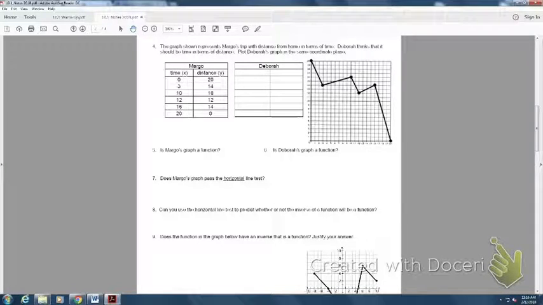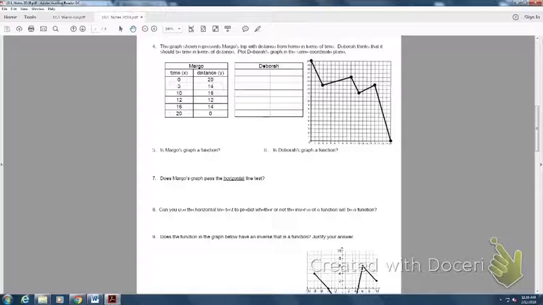While you're doing that, I'll kind of talk through the problem here. It says the graph shown represents Margot's trip with distance from home in terms of time. Deborah thinks that it should be times in terms of distance. So again, you've got two people who see a situation differently. In a lot of ways that's how you're going to get the inverse. And then it says plot Deborah's graph in the same coordinate plane.